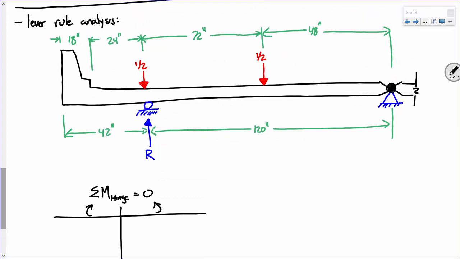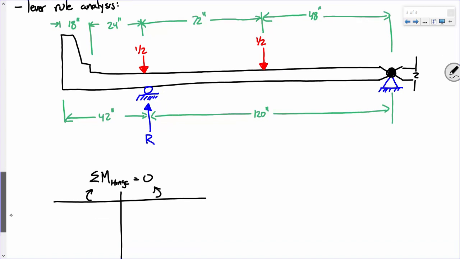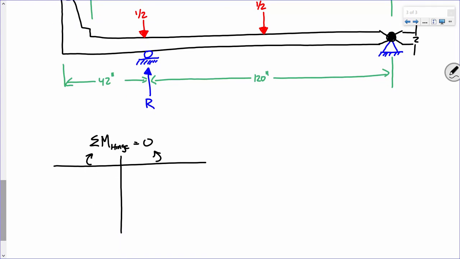So I'm looking at this hinge, and I just write my moments where they go. I start here. I've got this 1/2 generating a moment like that, at a distance of 48 inches from that hinge. So that's 1/2 times 48 inches. Then the next one is 1/2 at a distance of 120. And then to resist that, I must have a reaction at a moment arm of 120 inches. Make sense?